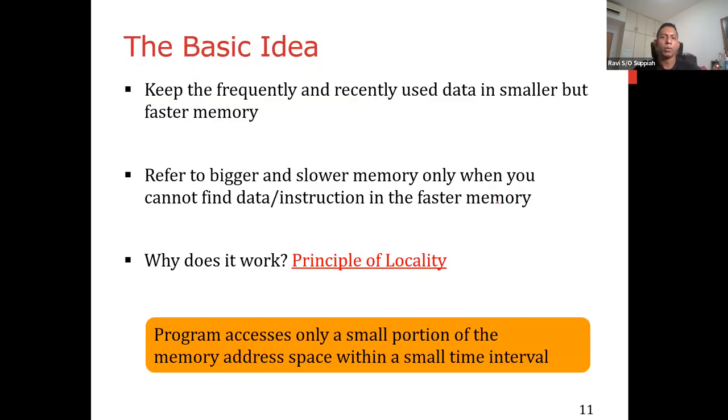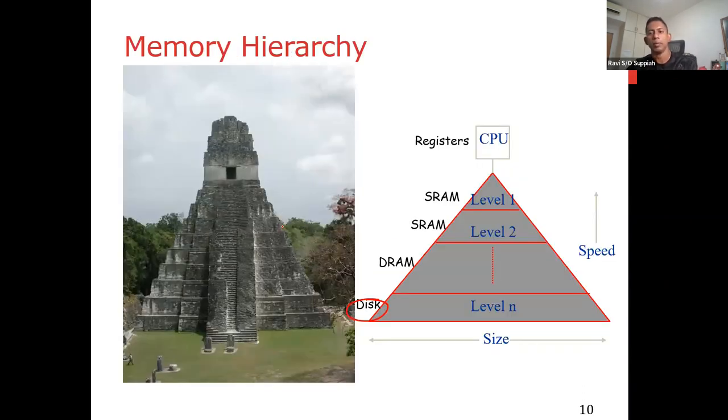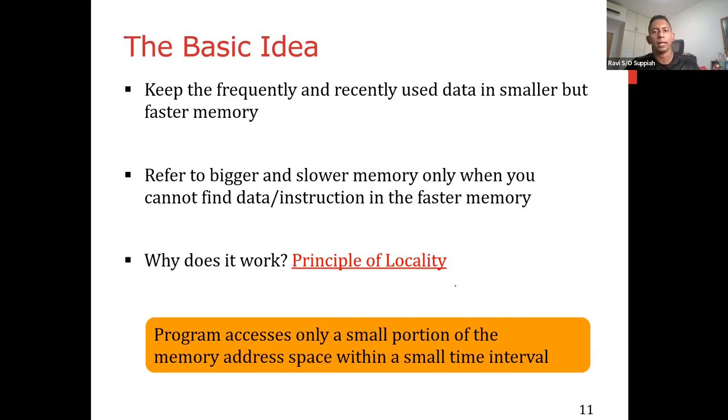Now when we say that we keep a small portion of the data in smaller and faster memory, that means when we keep the data in the SRAM and the DRAM, the speed is faster, right? But as we can see, the size is smaller and smaller. But why does this help? Why does this idea of keeping a small set of the memory closer to the processor work? Because of this principle of locality.